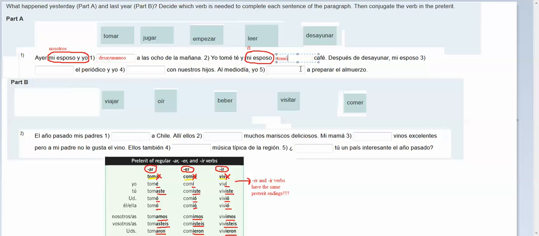Después de desayunar, mi esposo blank el periódico. El periódico is like news, a record. It's a newspaper, so we're probably going to be reading it. So I'm going to plug in leer. Okay, and who is it that's doing the reading? It's going to be my husband again. He's the one who's doing the reading, which would be the same thing as él.